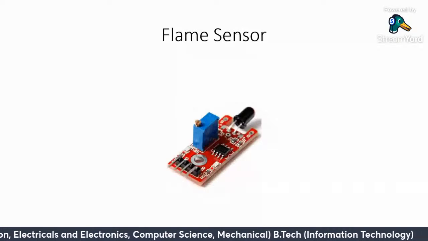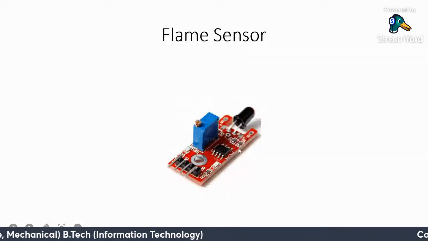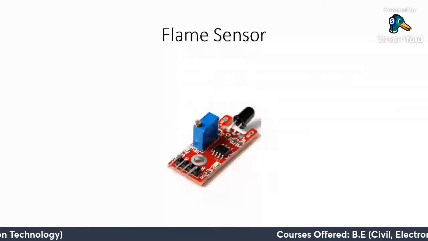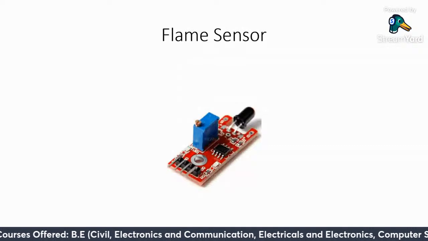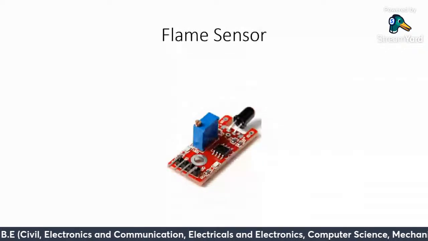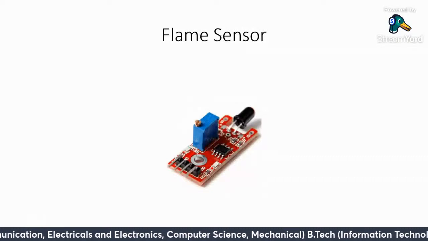Mostly it will be used for industrial purposes, but in our house also we can use it inside the kitchen. For example, if a fire is found, the corresponding system should be operated to stop that fire, like water should be poured over it, to stop the fire.